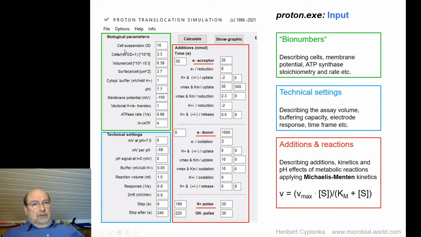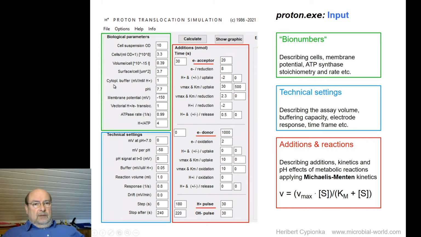And biological parameters could be the cell optical density. How many cells do you have when you have 1 ml of OD1? And how big is the cell? What is the cell surface? If you don't know these numbers, it doesn't matter. Those given in the start situation are reasonable, and you can play with it. And it's even explained in the manual how you calculate the cell surface, for example. So I'm not explaining all the details here.